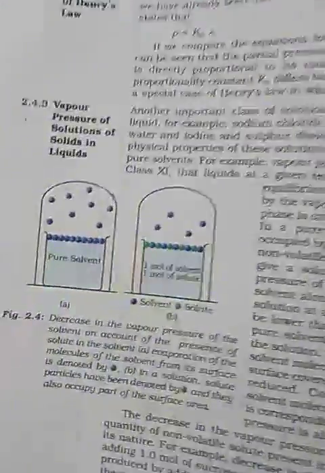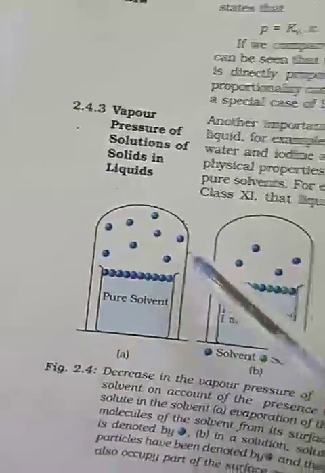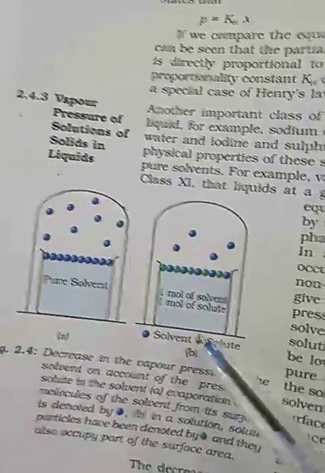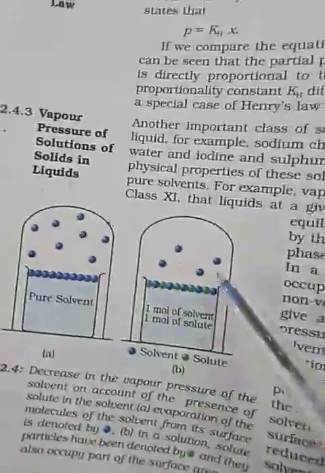See, in this diagram, pure solvent, you can see here the vapor pressure is more. When we are adding 1 mole of solvent and 1 mole of solute, solvent plus solute, the vapor pressure is going to decrease. How? You can see in the example. I will teach you how the vapor pressure is going to decrease.